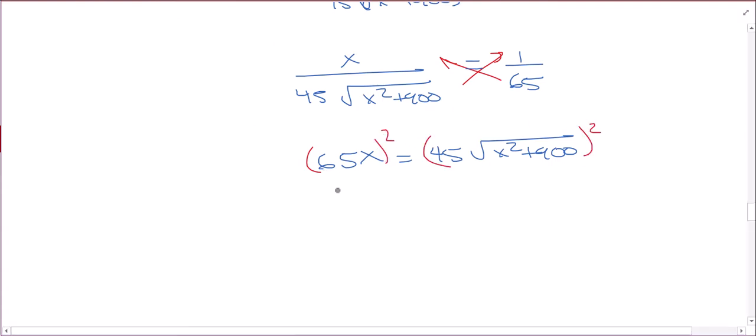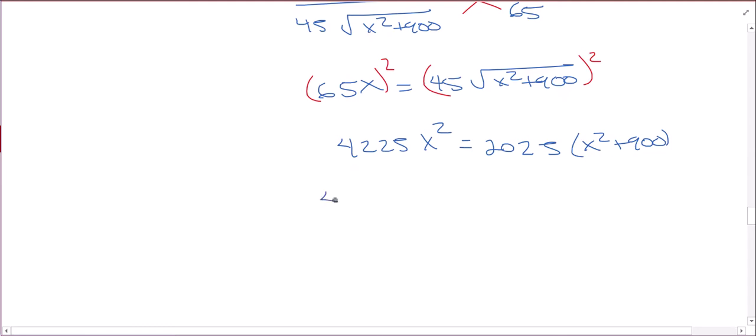So what do we get? 65x squared, so that would be 65 squared, what is that? 4225. X squared equals 45 squared, which is 2025 times x squared plus 900, because here the square root cancels with the square, and distribute the 2025 in, so I'll have 4225x squared equals 2025x squared plus whatever this is, 2025 times 900.